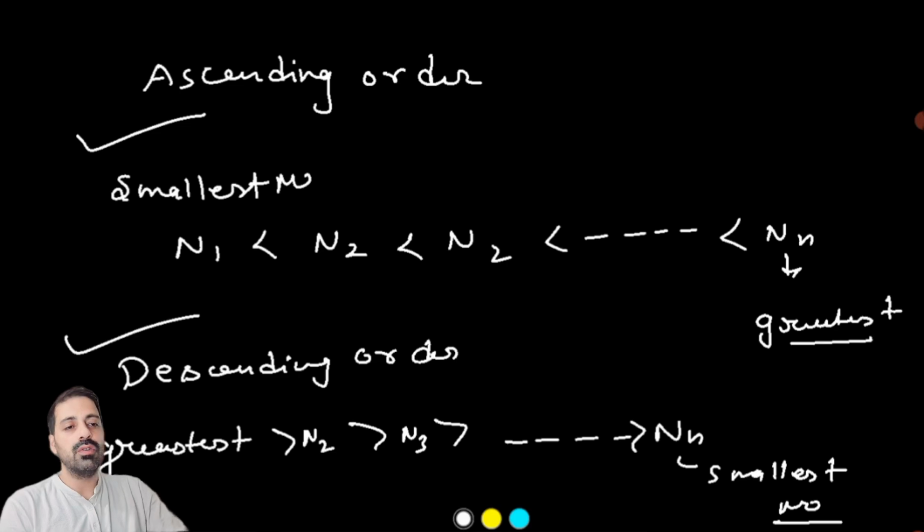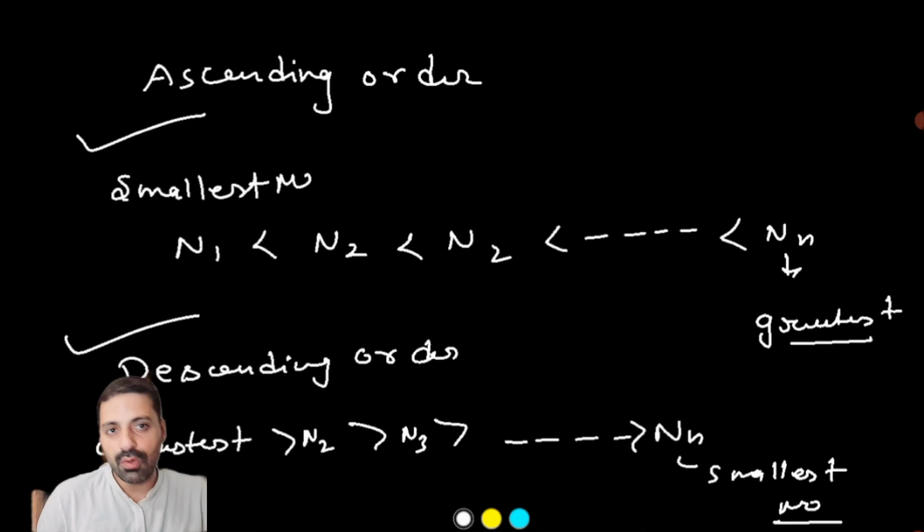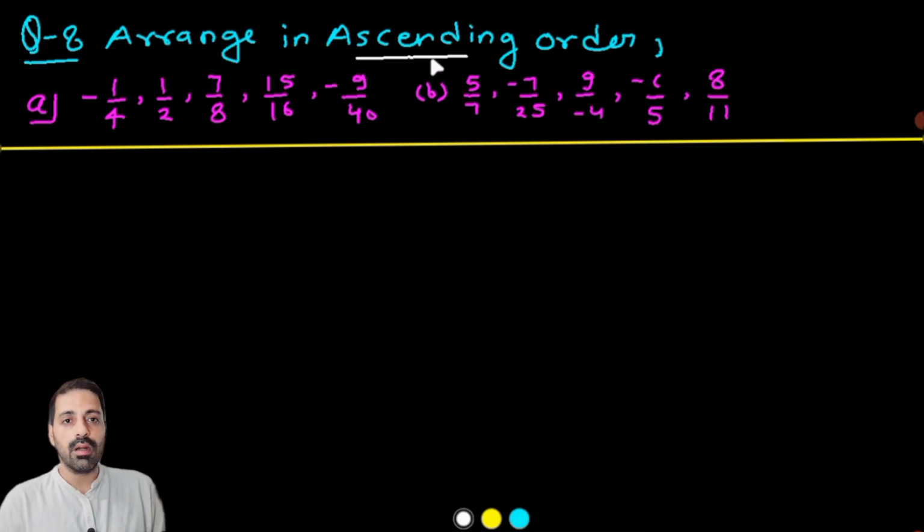So this is the logic of ascending order and descending order. You have to memorize this order and remember it always in your life. Now move to the next question. This is arrange in ascending order.